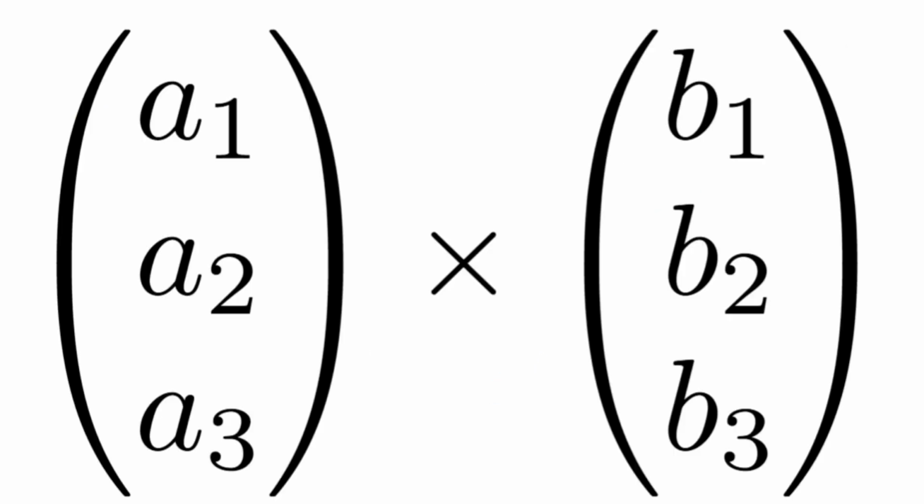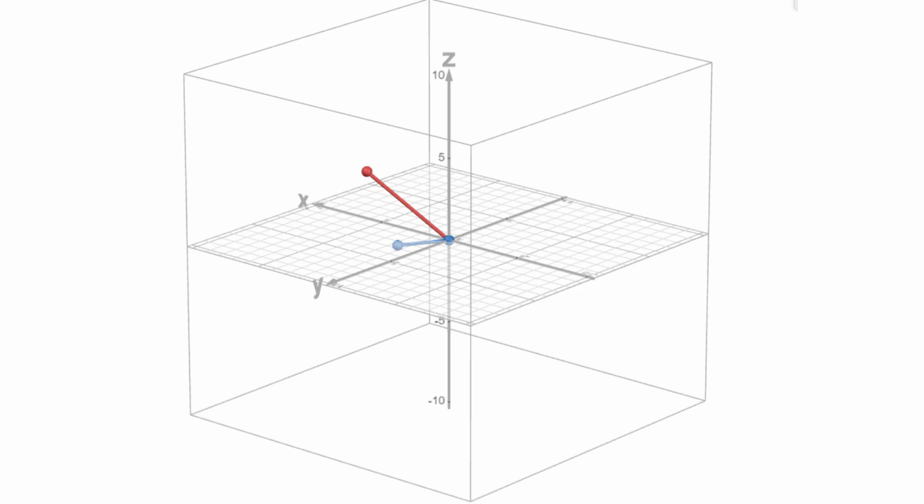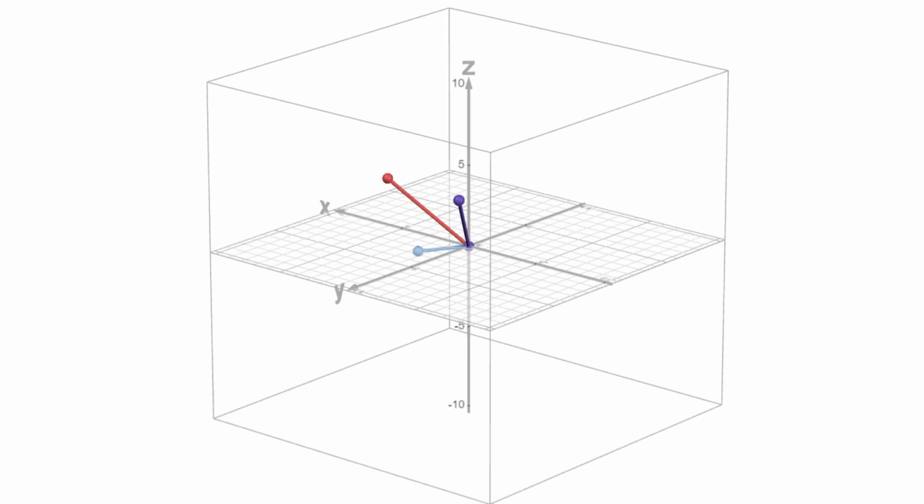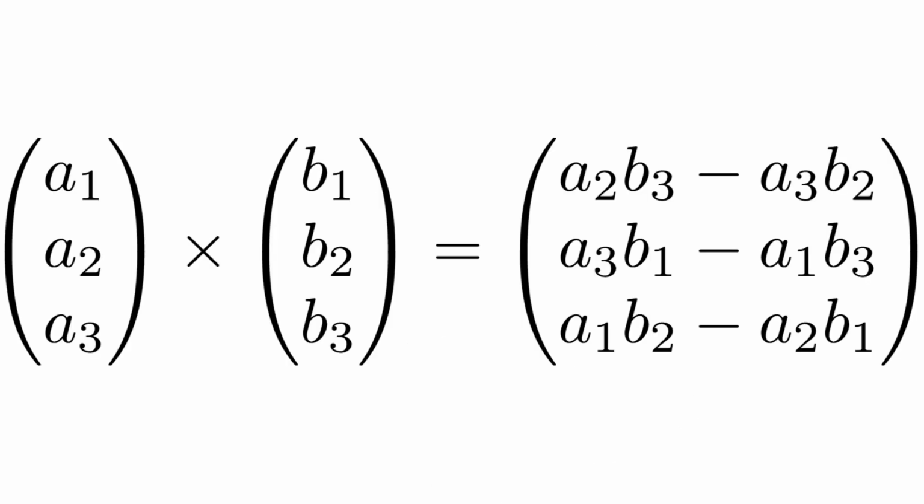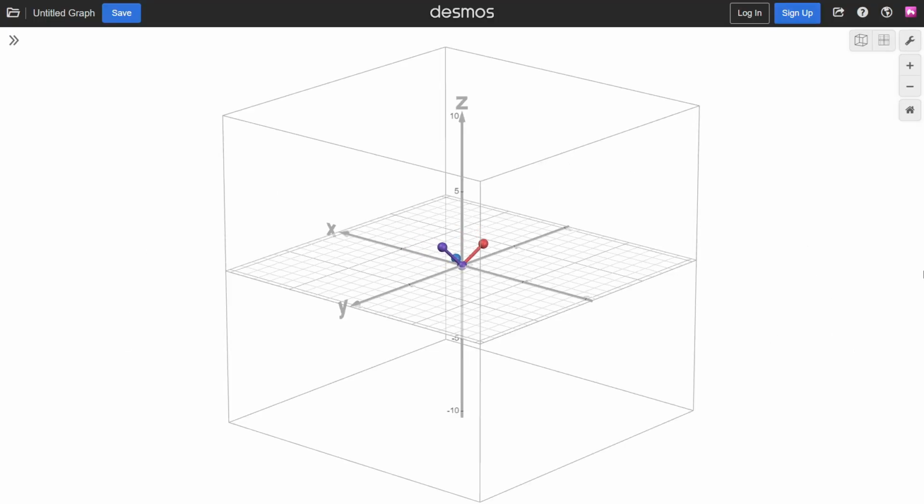Now, the last kind of multiplication is called the cross product, and we denote it with a cross. It answers a very important question. If I have 2 vectors, what is the third vector, which is perpendicular to both? Unfortunately, there isn't an easy answer, but there is a formula, and here it is. I know it doesn't look all that elegant, but it gets the job done. Here are 2 vectors in blue and red, and their cross product in purple.